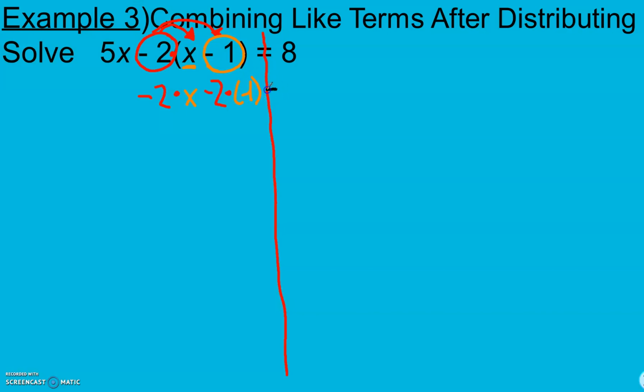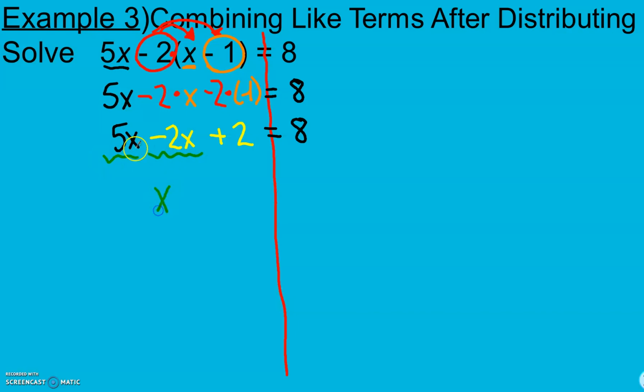Now, I didn't change anything else here. I didn't change that we equal 8, and I also didn't change that 5x at the beginning. I'm going to go ahead and simplify my multiplication here. -2x, -2 times -1 gives me a +2, positive 2 there. And again, I haven't changed my 5x or the fact that it equals 8. Now, if we look, my left side is still not as simple as I can get it. I got rid of my parentheses, so that's the first thing. But now I have two x terms. I have like terms. So I'm going to combine those.